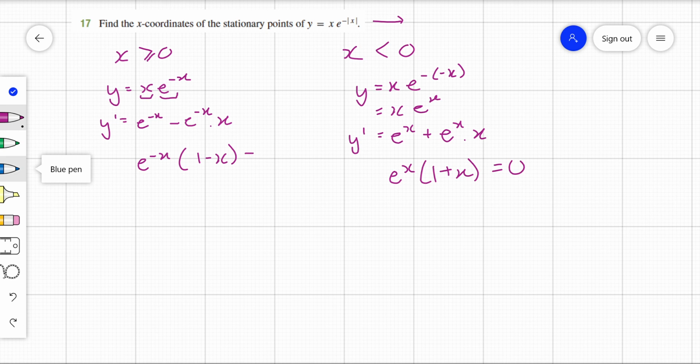And I'm looking for where y dash equals 0 for stationary points. Yeah, y dash equals 0. So you can see here that x would have to be 1. We know the exponential won't give us a solution, but in this one, x would be negative 1. So there's going to be two answers depending on whether x is positive or x is negative.